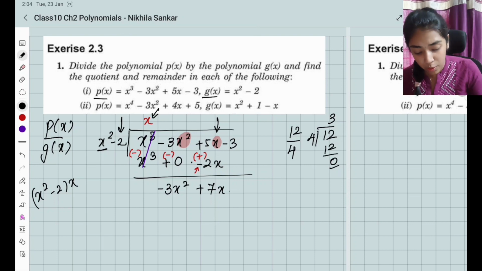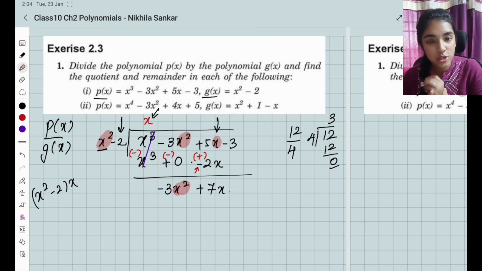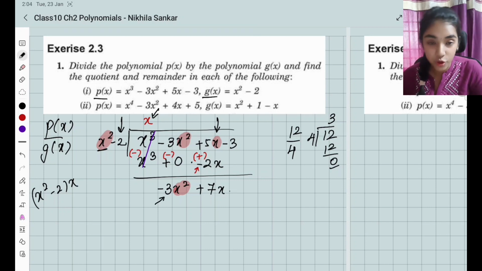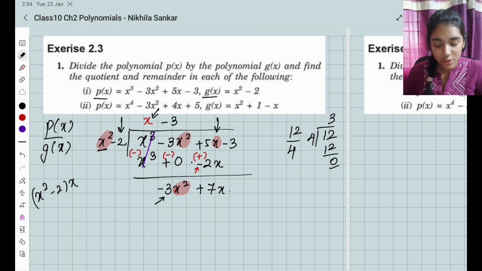Now we have x square here, and what is the divisor? Here also we have x square. Now I can multiply by 1. X square by x square is going to be 1. But what is the coefficient here? It is going to be minus 3. So to cancel the minus 3x square, what am I going to do? I'm going to do minus 3. So what happens if I do this?